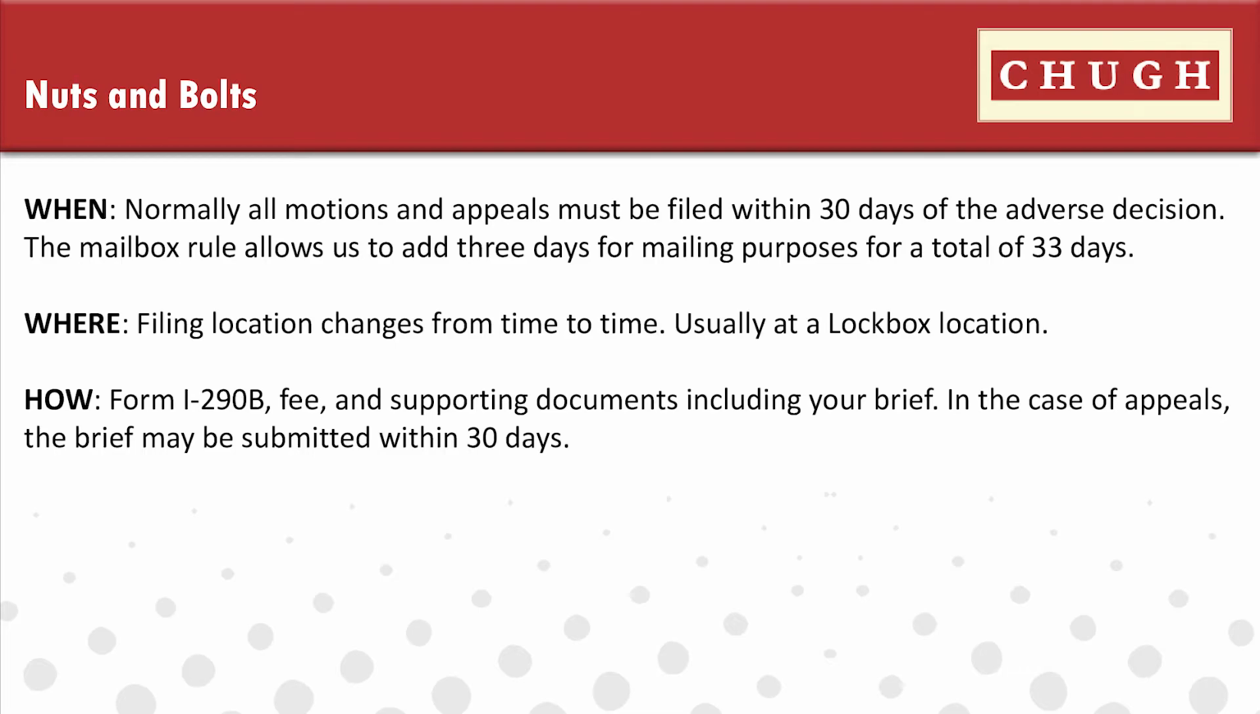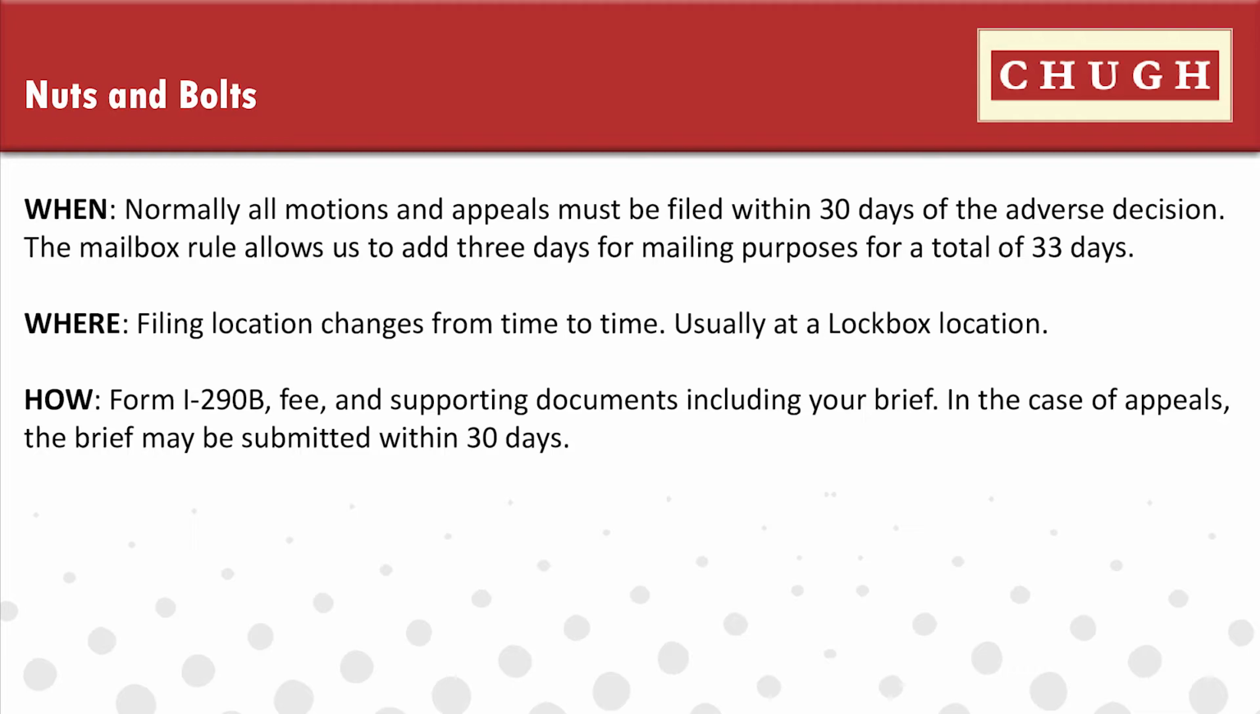Where to file? The filing location changes from time to time, but for the past few years, USCIS has been asking us to send most of the filings to the lockbox location. I think it's a Phoenix lockbox. With the lockbox, they take the case and then forward it to the appropriate center. So if it's an appeal, then they'll forward it to the AAO, I guess, once they have done the field review. And if it's a motion, then they will send it to the service center which had original jurisdiction over the case.